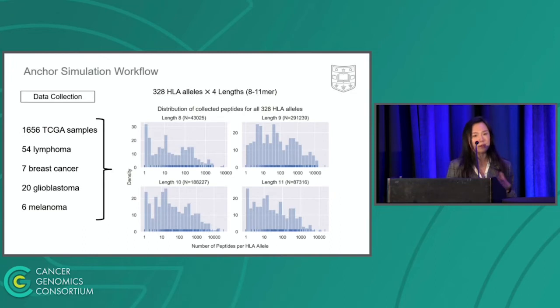So on hand, we had about 1,600 TCGA samples, and then other clinical collaborators also provided us with samples ranging from lymphoma, breast cancer, glioblastoma, and melanoma. And with all those somatic mutations collected from those samples, we put them into our pVACtools neoantigen prediction pipeline and got about 600,000 neoantigen predictions for strong binders for the various HLA alleles. That covered about, in total, 328 HLA alleles across 4 different lengths of peptides, with the majority of them going into your 9-mers, 10-mers, which is as expected for class 1 alleles.